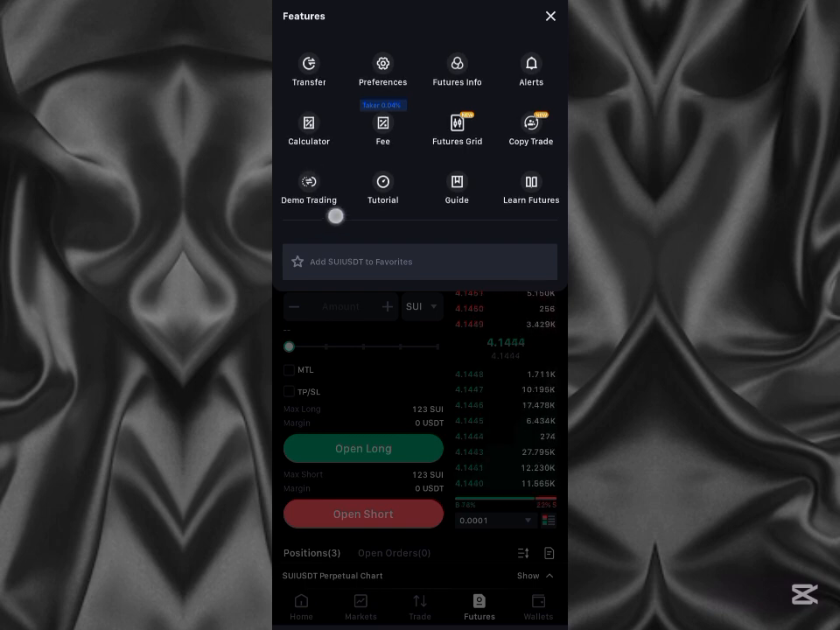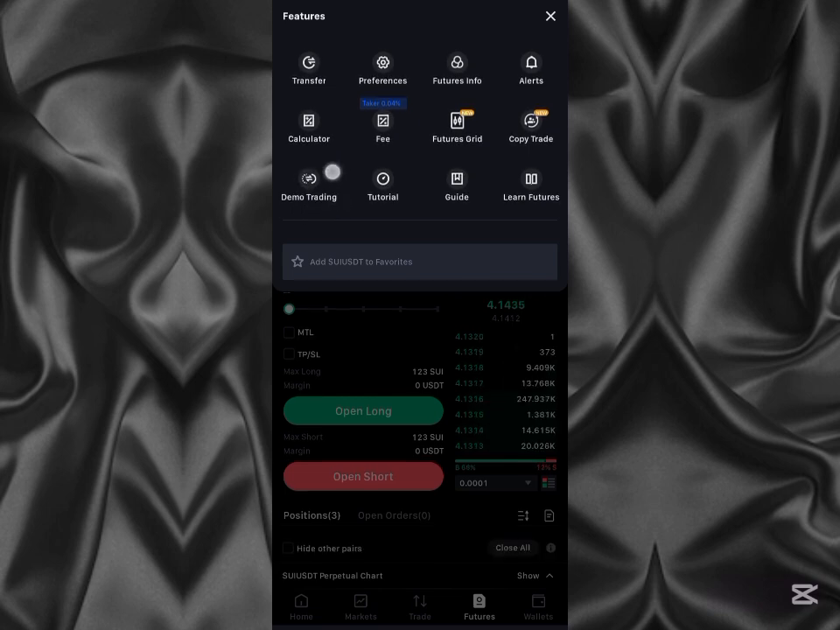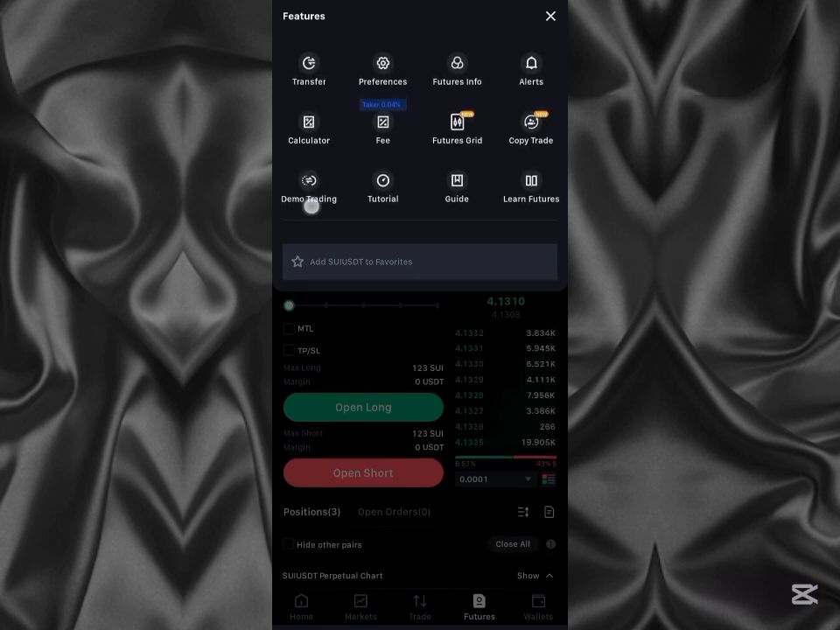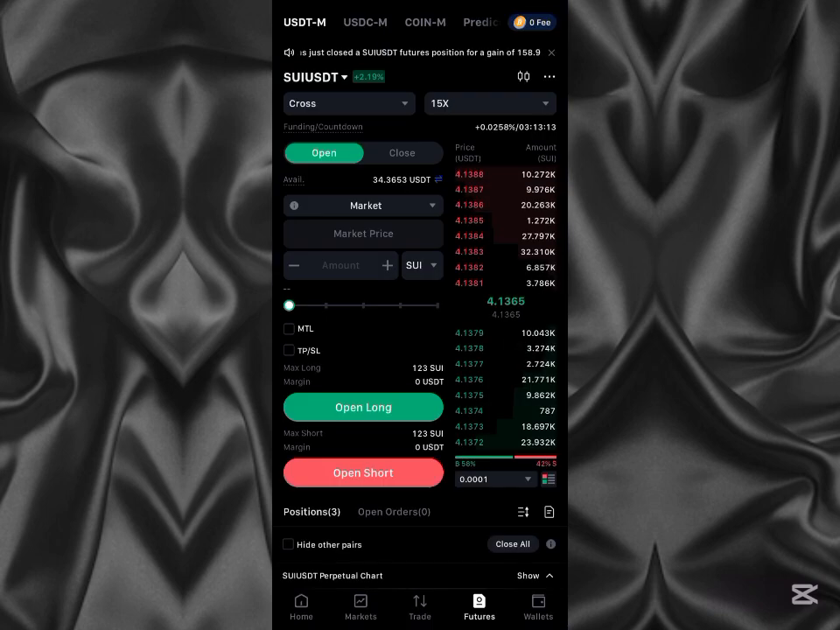And then right here, instead of using your real funds to trade, you can go over to demo trading and use funds that are not real to trade. So futures is quite risky.